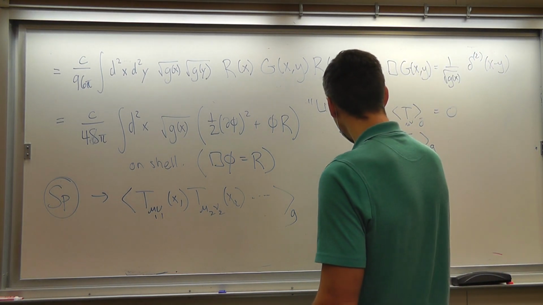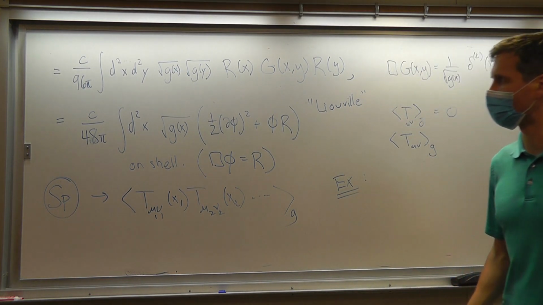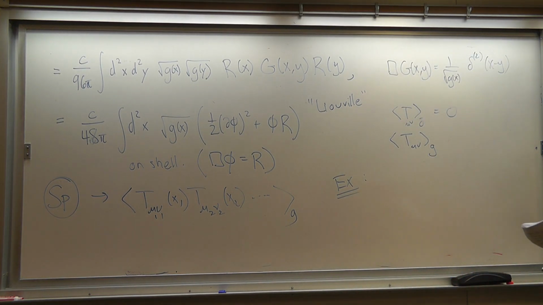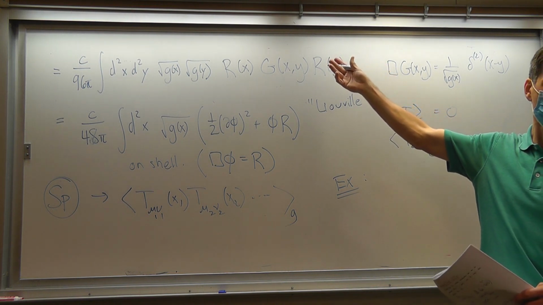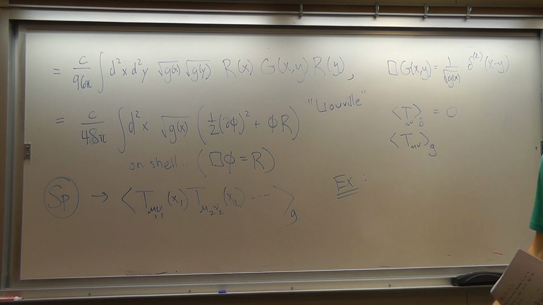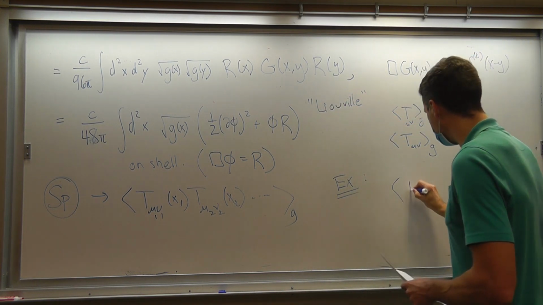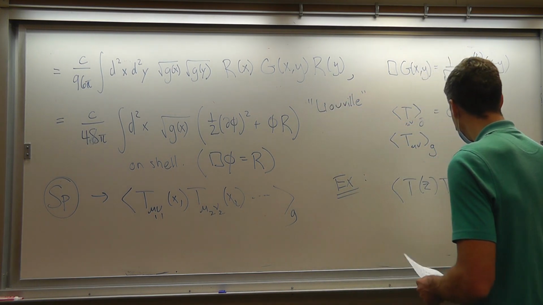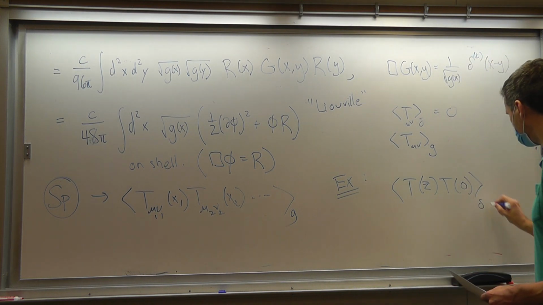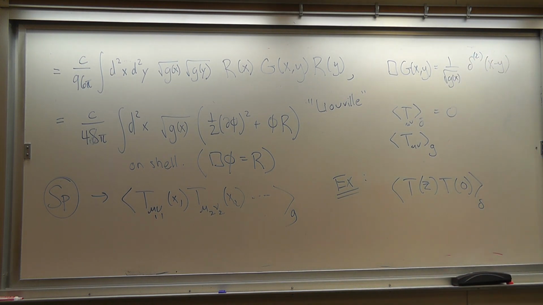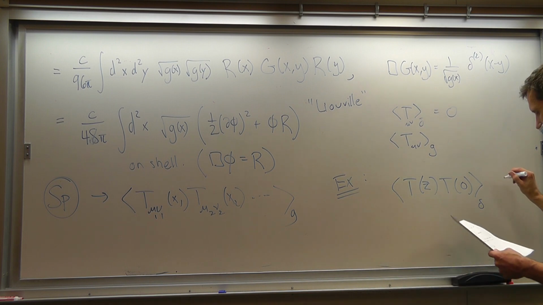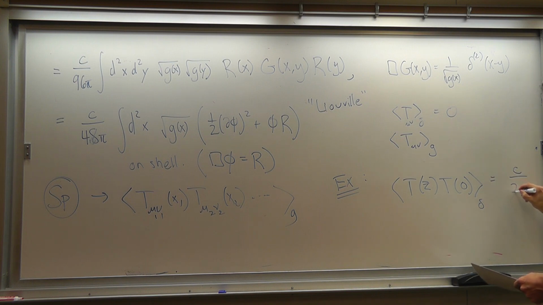vanish. A quick exercise that you can work through at home is to calculate the 2-point function in flat space from this formula. This is pretty quick, and it's worth doing this exercise. Maybe I'll put it on homework. And the answer that you'll get is T(z) T(0) in the flat metric, which you get by doing this variation twice, and this will give you c over 2z to the 4th.